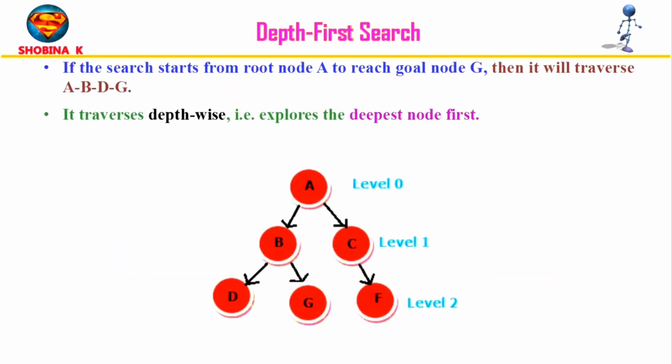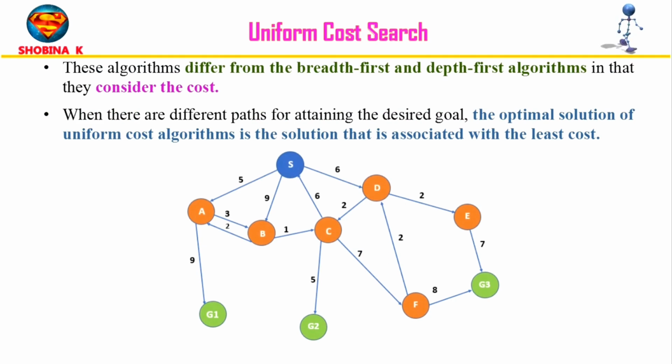And here is an example for depth first search. If the search starts from root node A to reach goal node G, then it will traverse A, B, D, G. It traverses depth-wise, that is, it explores all the deepest nodes first. And next we have uniform cost search.